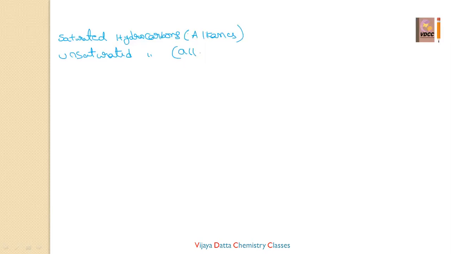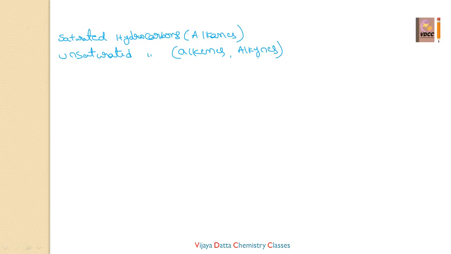Let us see what is meant by saturated hydrocarbons. Saturated hydrocarbons are nothing but alkanes. These are what we study as alkanes. Unsaturated hydrocarbons are those in which unsaturation is present, that is, alkenes and alkynes.